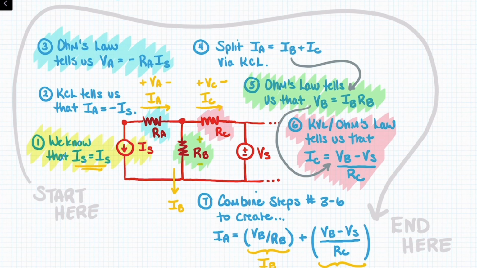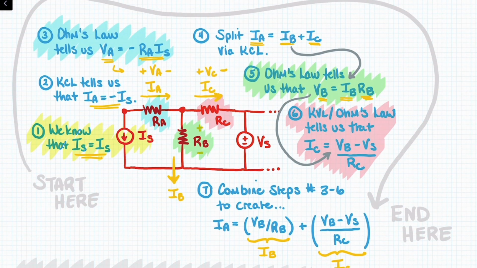KCL tells us that IA, as defined here, equals IS. Ohm's law tells us that VA, as defined below, is equal to RA times IS because the current's flowing through that resistor RA. We can then split IA into IB plus IC via KCL, where IB is defined here and IC is defined here. Ohm's law will tell us that VB equals IB times RB, and KVL / Ohm's law tells us that IC is equal to (VB minus VS) over RC.